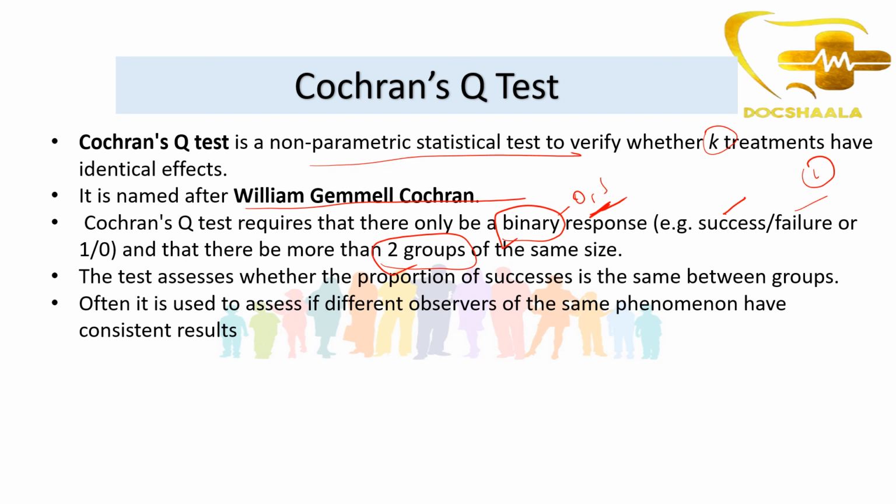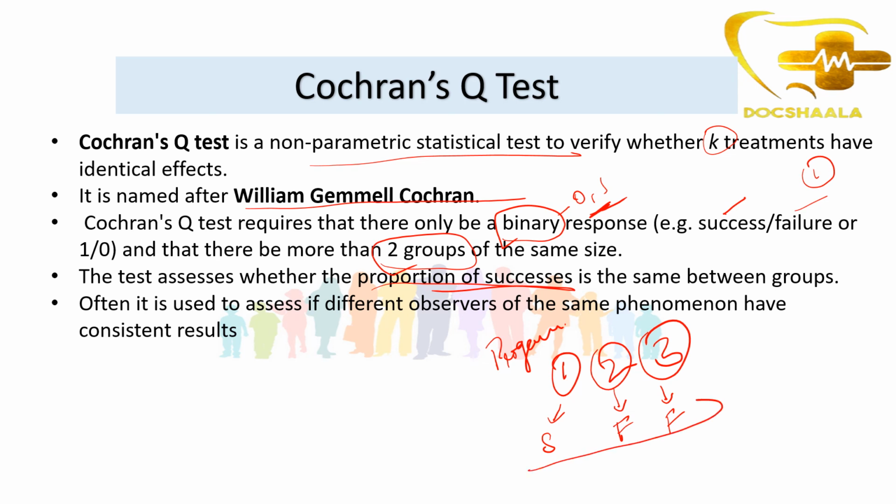So the test assesses whether the proportion of successes is the same between groups. If 3 groups are there, and we have given a training program for them, the first group, from the analysis, has succeeded. The second group, we say that it's failed. The third group, it's failed. So based on this we take a proportion. The proportion of successes to failures is 1:2, right? So that is what we can analyze from Cochran's Q test.